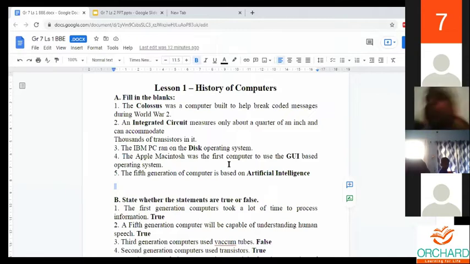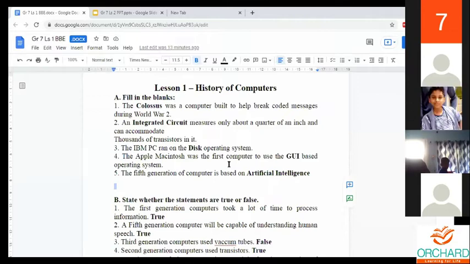Integrated circuit. Third one, the IBM PC can run on the disk operating system, that is DOS. Okay, IBM PC runs on disk operating system, DOS.